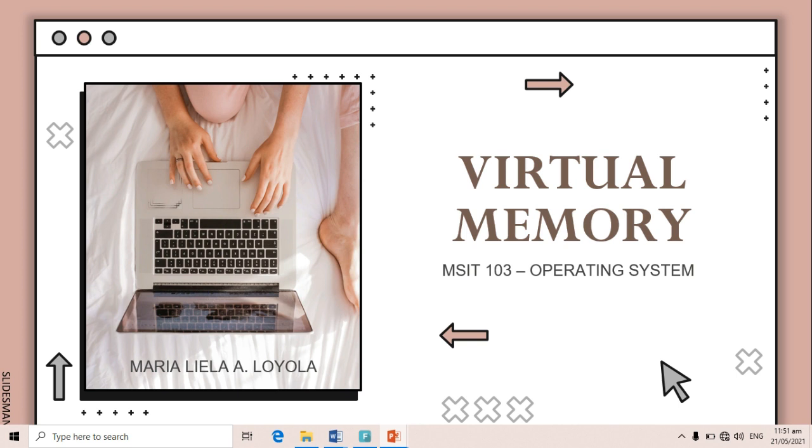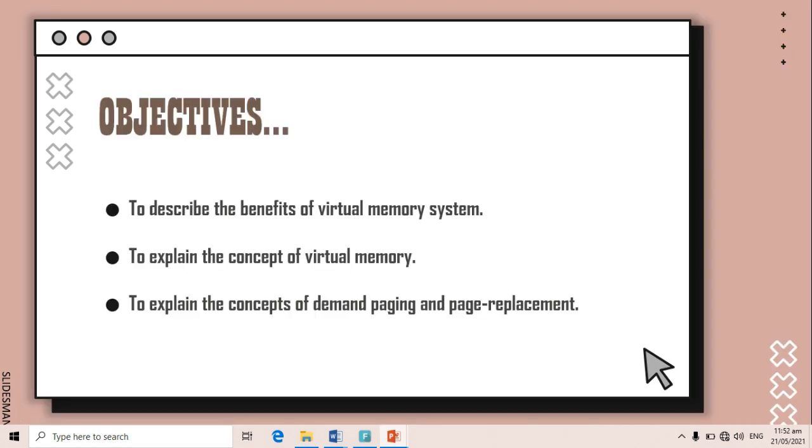Virtual memory is not easy to implement. However, it may decrease performance if it is used carelessly. So, in this chapter, we discuss virtual memory in the form of demand paging and examine its complexity and cost. So, for our objectives: to describe the benefits of a virtual memory system, to explain the concept of virtual memory, and to explain the concepts of demand paging and page replacement.